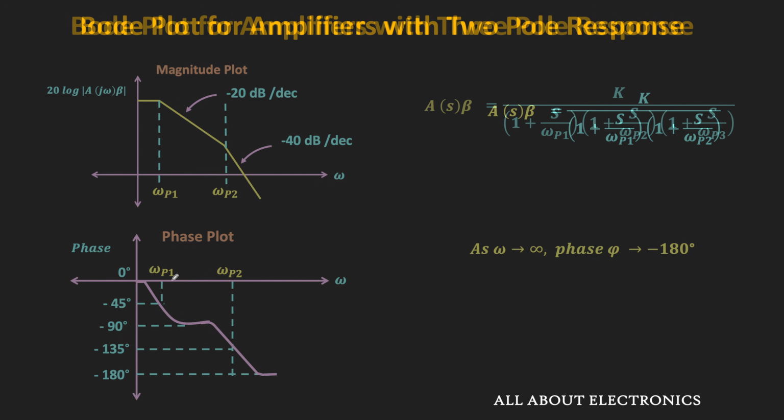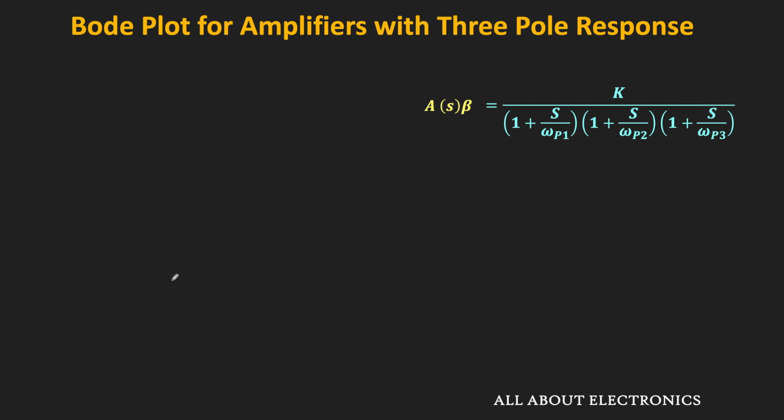But as we go from the two pole system to the three pole system, there are chances for instability. So let us see that. Let's say this is the expression of A beta. As you can see, now we have three poles at omega p1, omega p2 and omega p3. And in the numerator, there is some constant magnitude k.